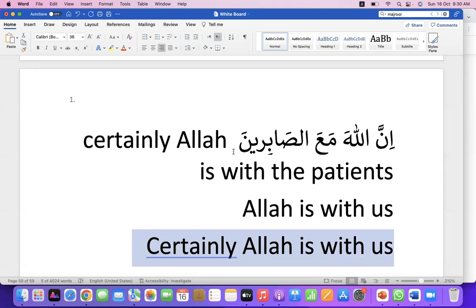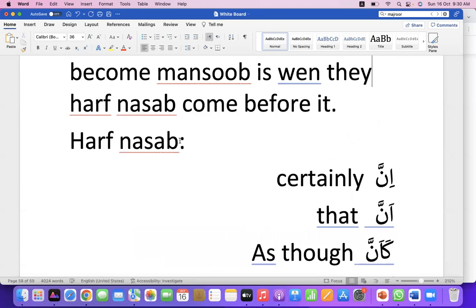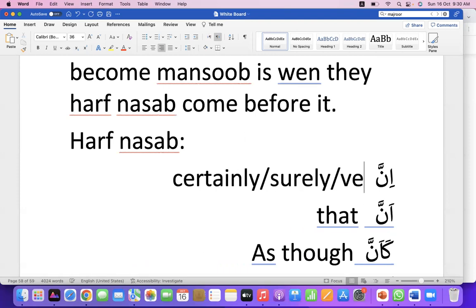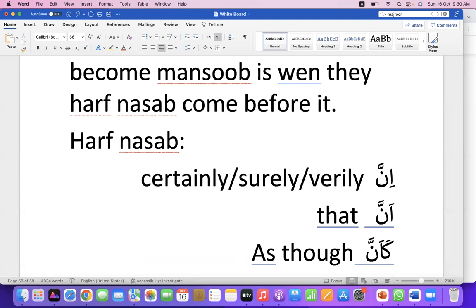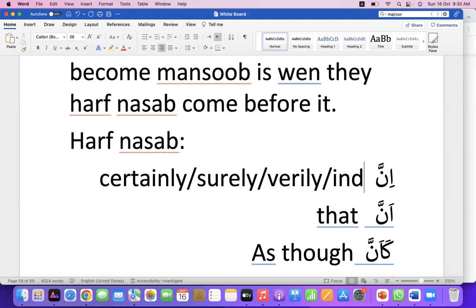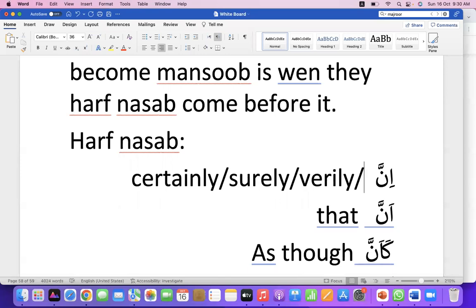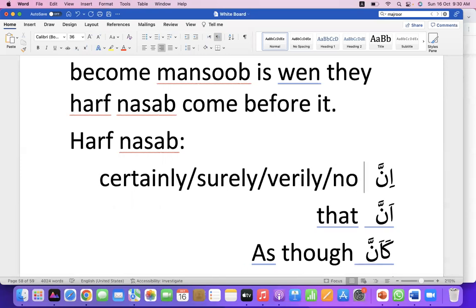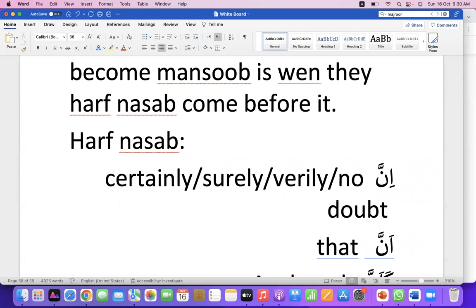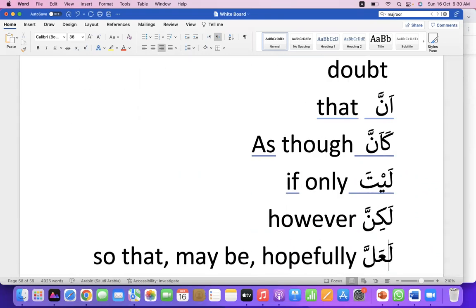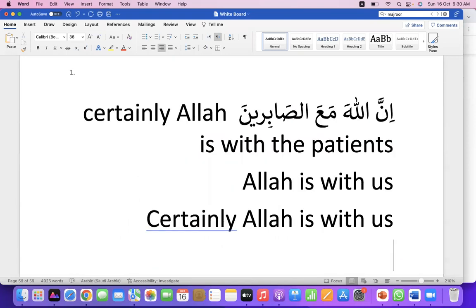Generally, the best translation for inna is certainly, verily, no doubt. Sometimes in the translation we say indeed also. So I chose this certainly because it is a nice one. It also means sure. It also means verily. It also means indeed. It also means no doubt. So certainly or verily or no doubt, Allah is with the patient.